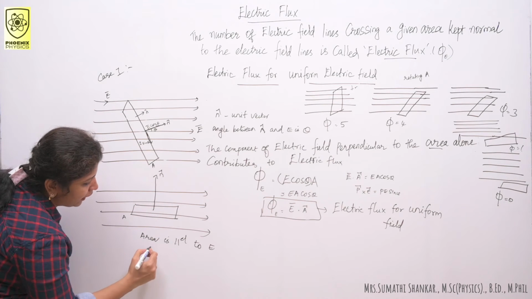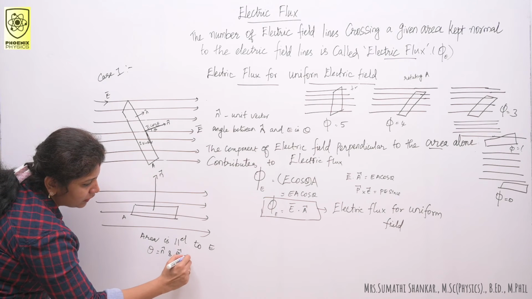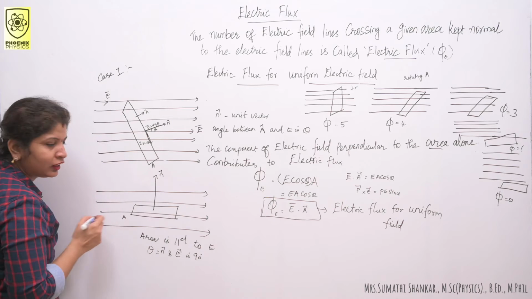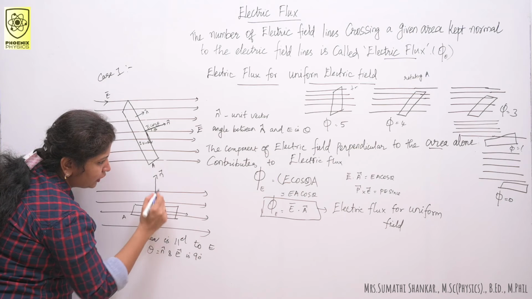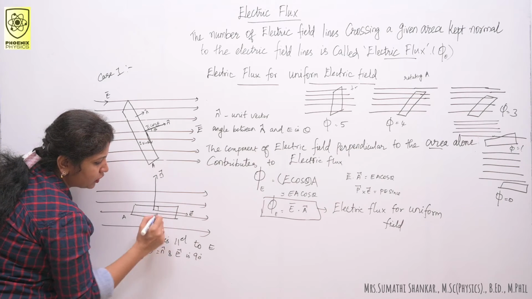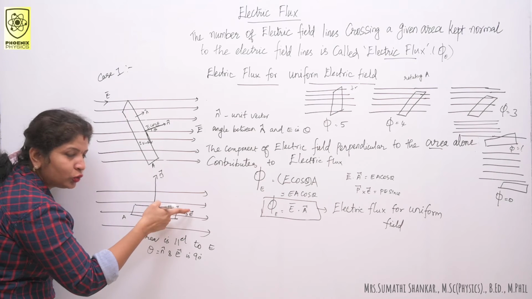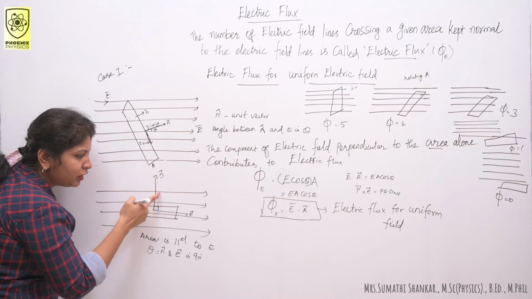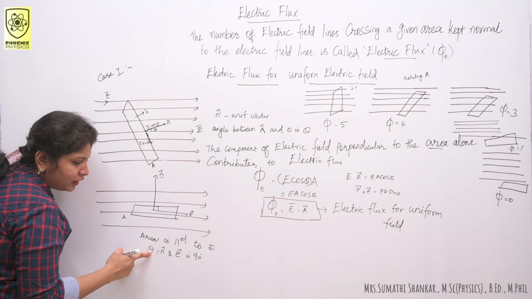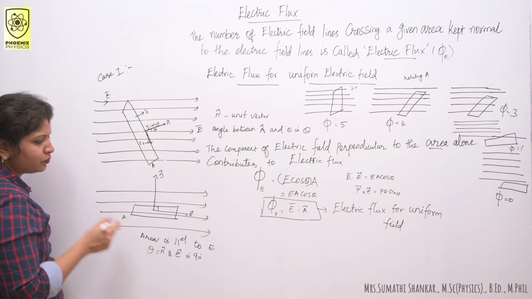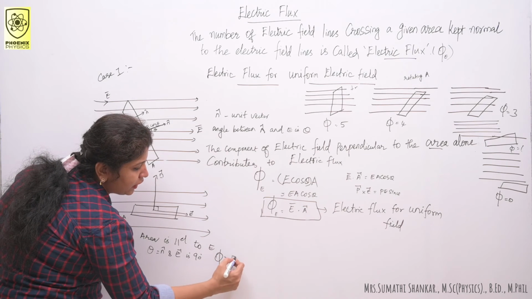Now the angle between n cap and E is 90 degrees, right? This is my n cap and this is the E cap direction. So the angle between n cap and E cap is 90 degrees. See, the area is parallel to E, but this normal is perpendicular to E. That is why I said theta is equal to 90 degrees. Now you know the formula: phi is equal to EA cos theta.